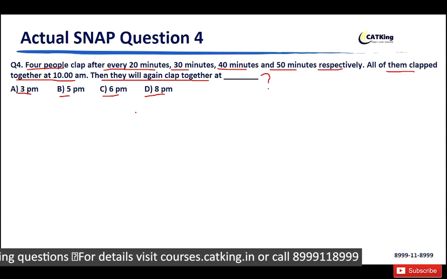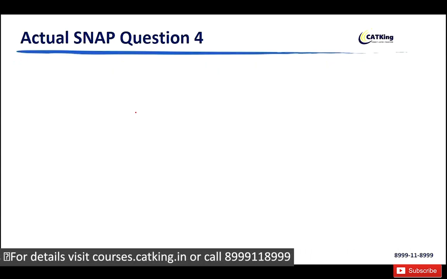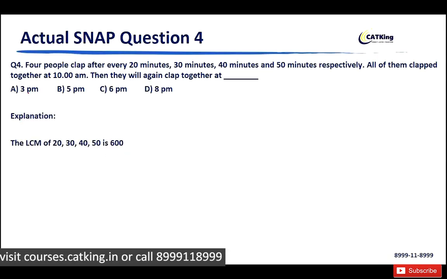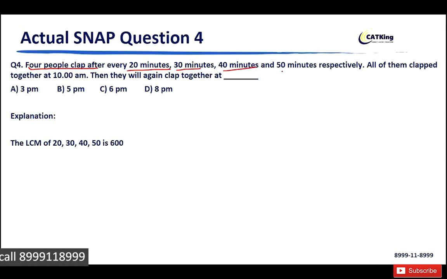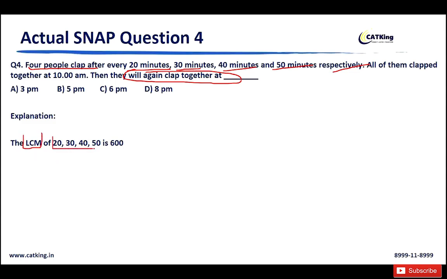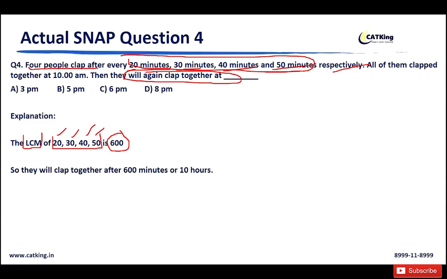So again, I would urge you to solve this question on your own and you can have a look at the solution as well. So now we know that 4 people will be clapping after every 20 minutes, 30 minutes, 40 minutes and 50 minutes respectively. We need to find what will be the time that they clap together again. So in such questions, you always find the LCM, and we will find the LCM of values 20, 30, 40 and 50 because this has been given in the question itself. So after calculating the LCM of 20, 30, 40 and 50, I get the value as 600. And this is nothing but 600 minutes.